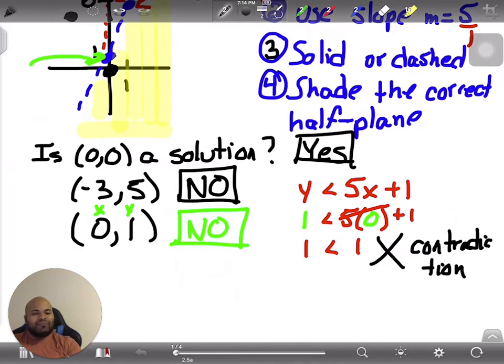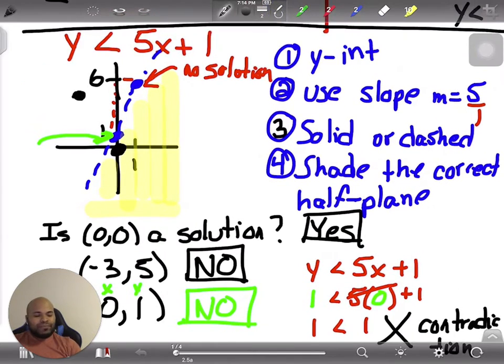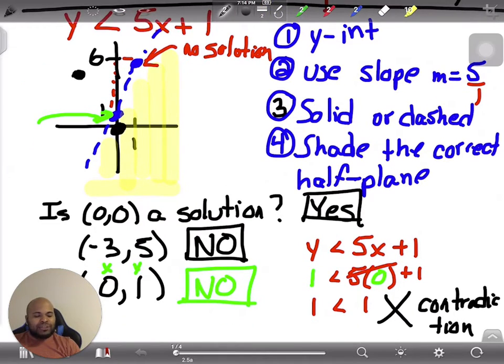So, if the problem was different, the only thing that could change my answer is if I have less than or equal to. If this problem was less than or equal to, then I will have a solid line, and every single point on that line will be a solution, just like in a regular equation. But the moment I take the equal to sign away, then the answer becomes no. So that equal to sign makes a difference. Okay, so it's very, very important that you know that.